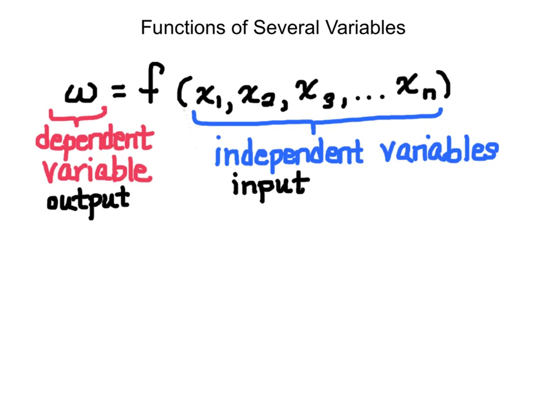Here, w depends on our different input variables. Our input variables are our domain, and our output variable, w, is our range.